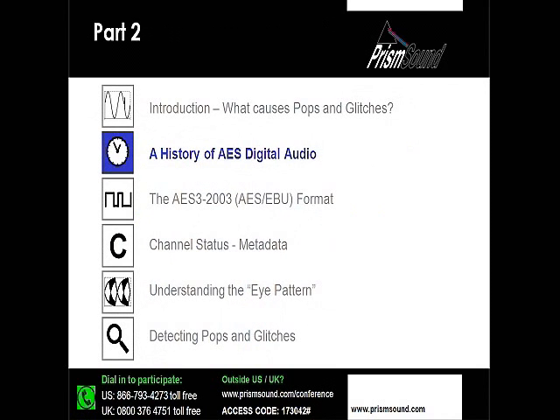Now, with respect to the history of the AES digital audio, before I dive into that, what I'd like to do is take some time to talk about what we just saw and heard at the beginning of our presentation. Conventional analog test equipment, as I mentioned, and measurement techniques, including listening with your own ears, cannot be used to assure you that you are broadcasting a robust and pop glitch-free program.